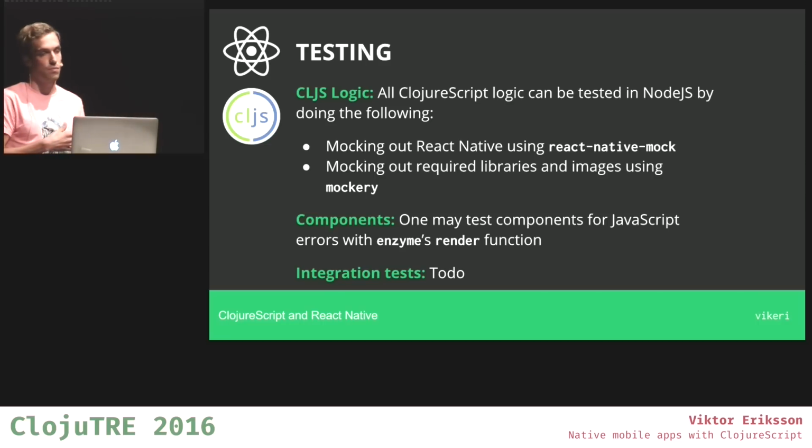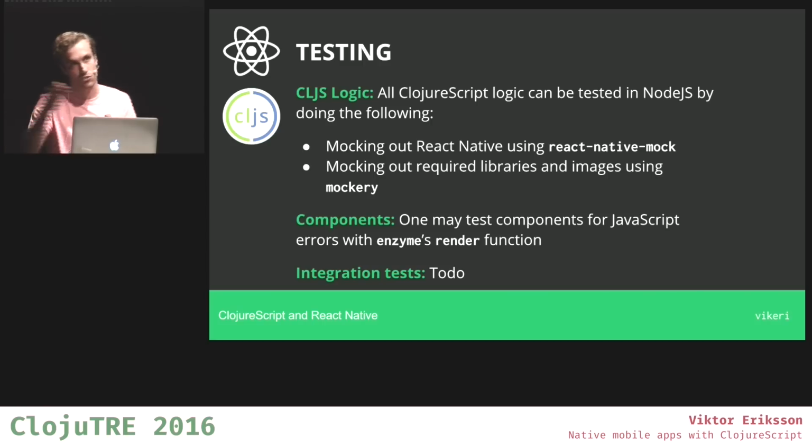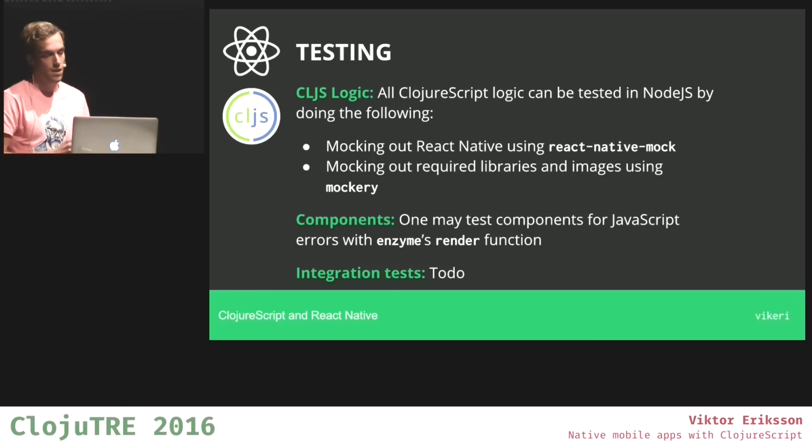But you first have to mock out React Native using a library called React Native Mock. And then you have to mock out all your JavaScript requires. And that's not the Clojure require, that's js/require. For example, in React Native you require an image, or you require another React Native library. All those libraries must be mocked out, and you can use a library called mockery for that. And then, if you've done that, then your code will run in Node, and you can do all the tests. For example, in Re-frame, you can test your subscriptions, etc. And then you actually can test your components, the rendering of your components.